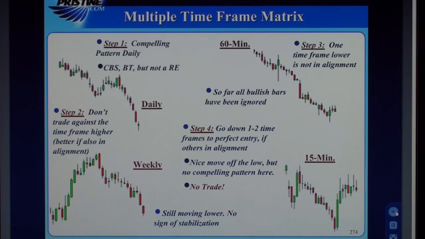In this case, the weekly time frame is still in a downtrend and moving lower. We have bearish red bars. Right? No sign of stabilization. So at this point, there's no reason to go any further. Right? The weekly is not in alignment with the daily. This daily climactic buy setup is not a pattern that we're going to trade.